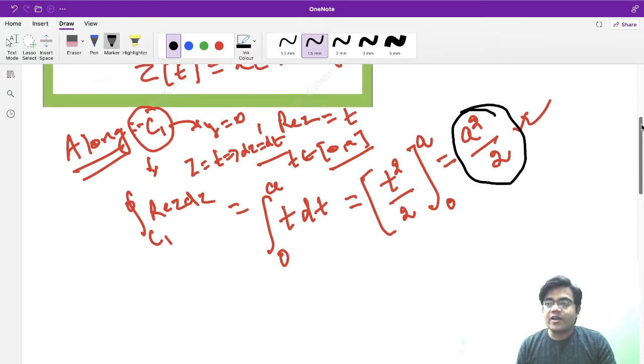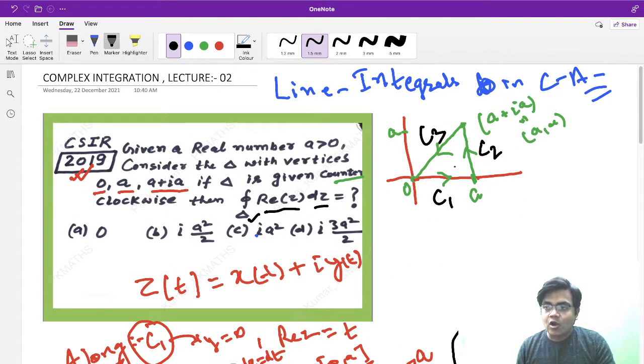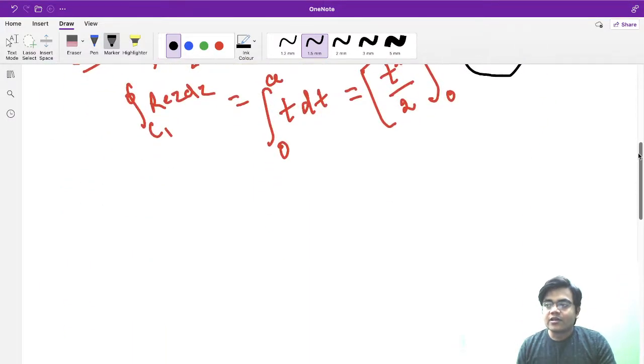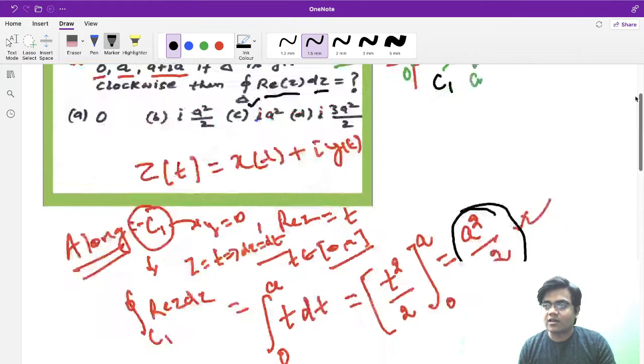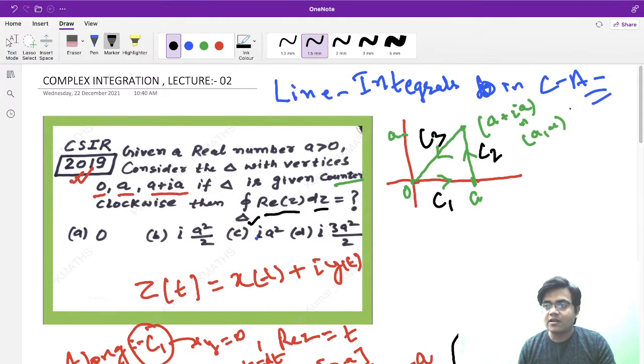Right? Now let's move along this curve C2. Okay? So along C2, what can you see? Along the curve C2, what can you see? You can easily see that this is the curve.